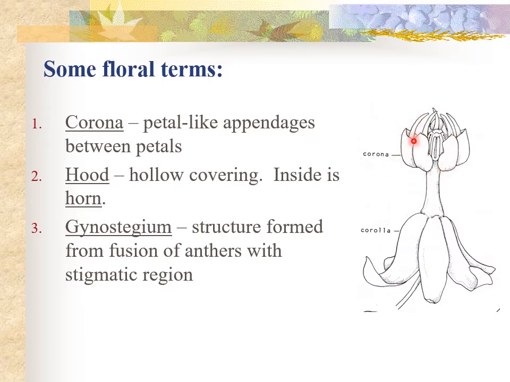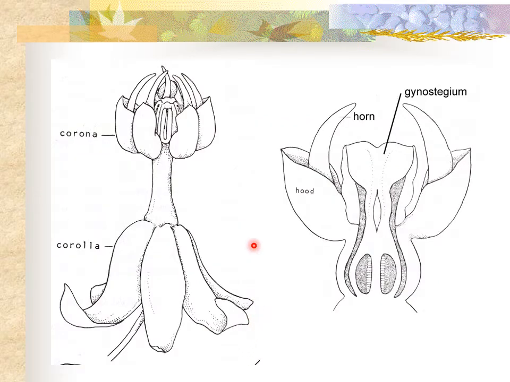And what we see in the middle here is this structure known as the gynostegium, which is formed from the fusion of the anthers with the stigmatic region. So here is a nice close-up of the corona, and again you can see the hood, out of which is projecting the horn, and the centralmost part of the flower is the gynostegium.